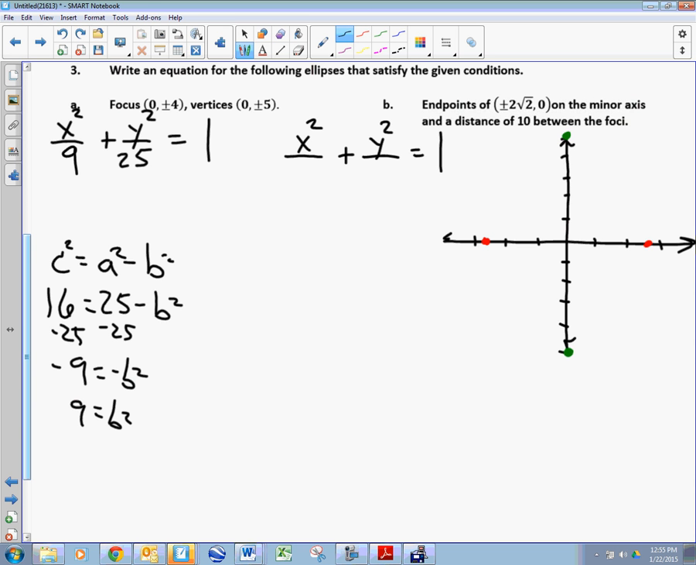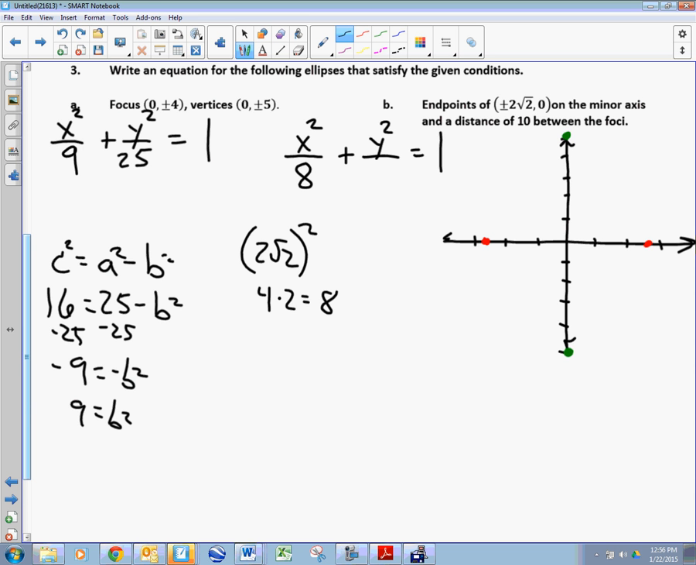Do I know how far it's stretched in the x direction or how far it's stretched in the y direction? I know how far it's stretched in the x direction. The x direction is stretched 2 roots of 2. So that means that the number that goes underneath here is 2 roots of 2 squared. Correct? What do you get if you take 2 roots of 2 squared? 4 times 2 is 8. So 8 goes underneath it. We don't know how far it's stretched in the y direction. Okay, but we can figure that out.